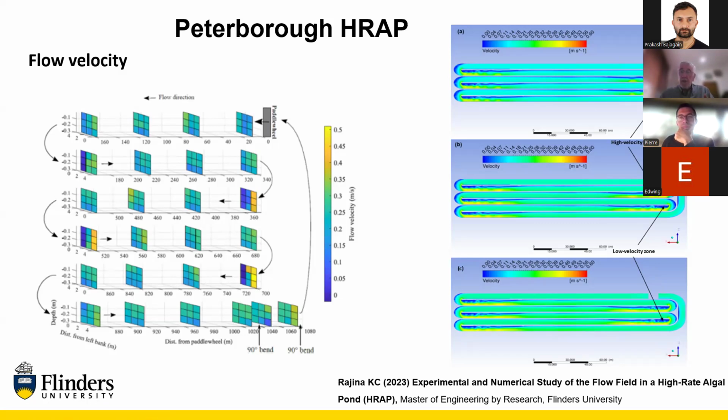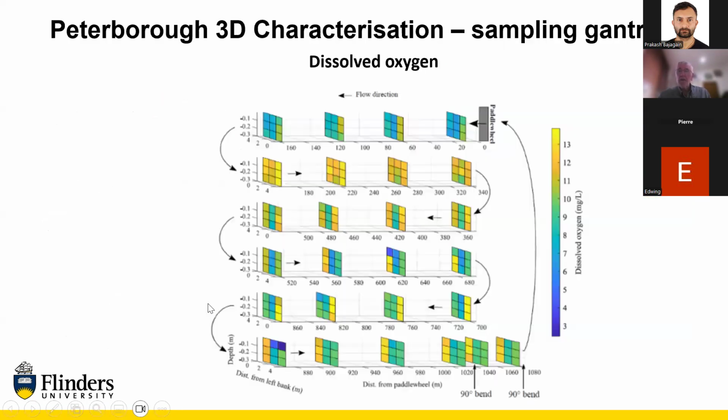So that was the first part of this study, and of course that's only one measurement we had on the gantry, which was flow velocity. The next one was, because we were measuring dissolved oxygen, we could look at dissolved oxygen as the water moved through the pond.